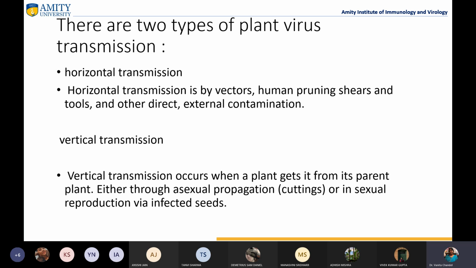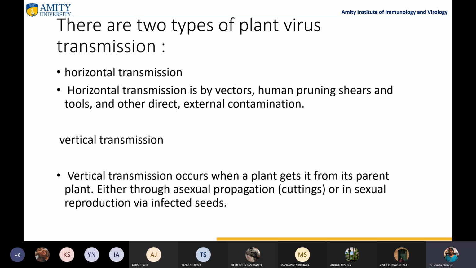If we broadly classify them, they are classified into two categories: one is horizontal transmission and the other is vertical transmission. Horizontal transmission usually takes place by vectors, or maybe by humans while using different equipment or pruning shears and tools in the lab or field, or other direct contamination. By those methods it can happen. That kind of transmission is known as horizontal transmission.